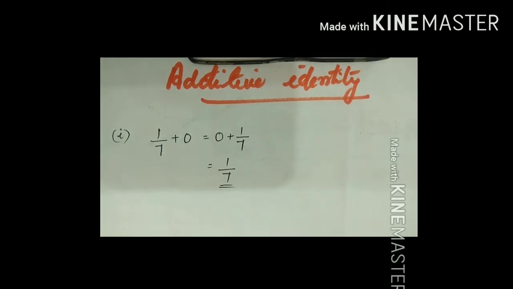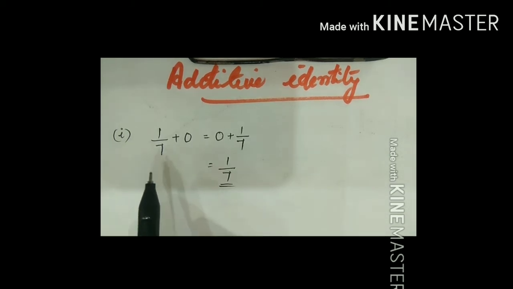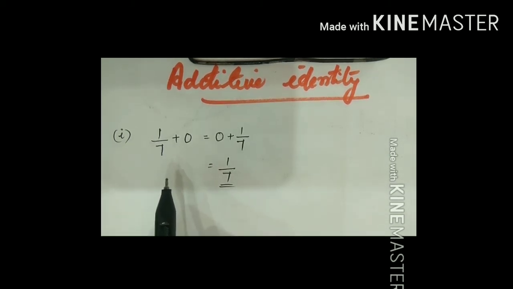Okay, what are we going to learn? We're going to learn additive identity. Let's see. I'm going to add 1 by 7 and 0. You know that if you add any number with 0, the result will be the number itself. So 1 by 7 plus 0 is equal to 0 plus 1 by 7. According to which property?